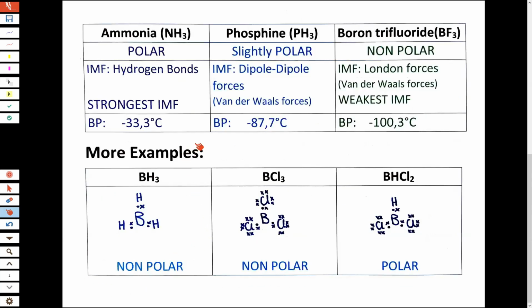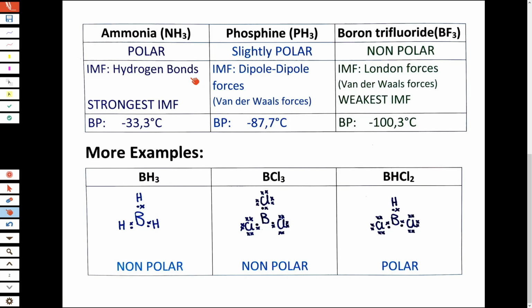Now we are going to look at the intermolecular forces of each of these 3, ammonia, phosphine, and boron trifluoride again. A quick summary: the molecules of ammonia are polar. The molecules of phosphine are slightly polar. And the molecules of boron trifluoride are completely non-polar. So their intermolecular forces are all different.